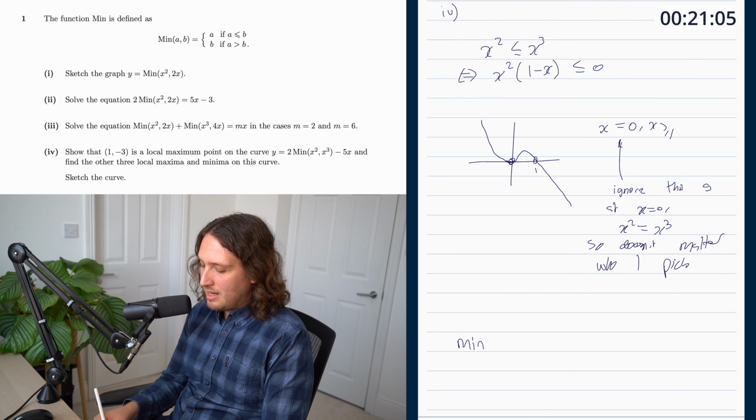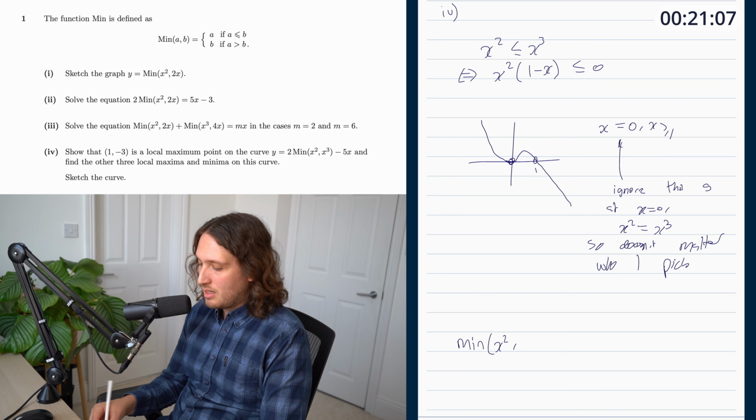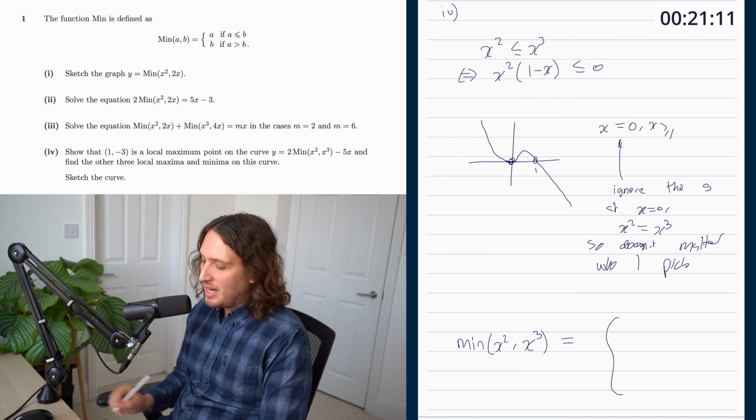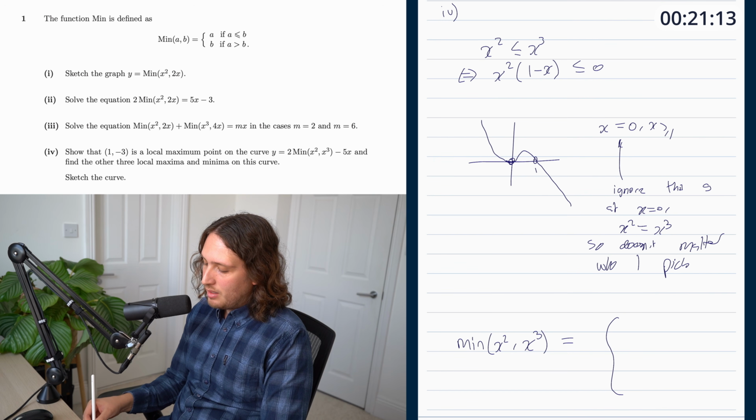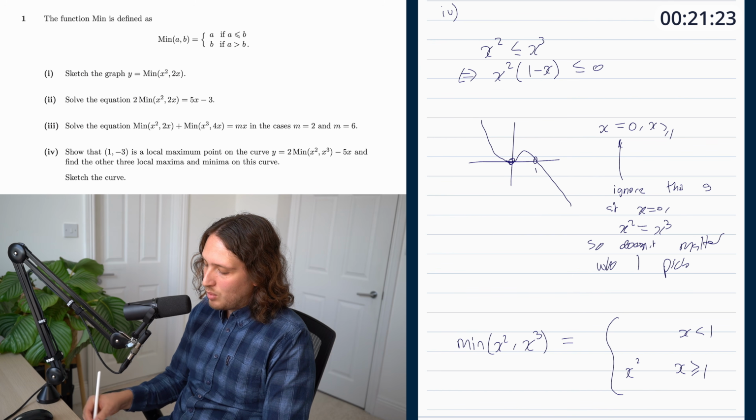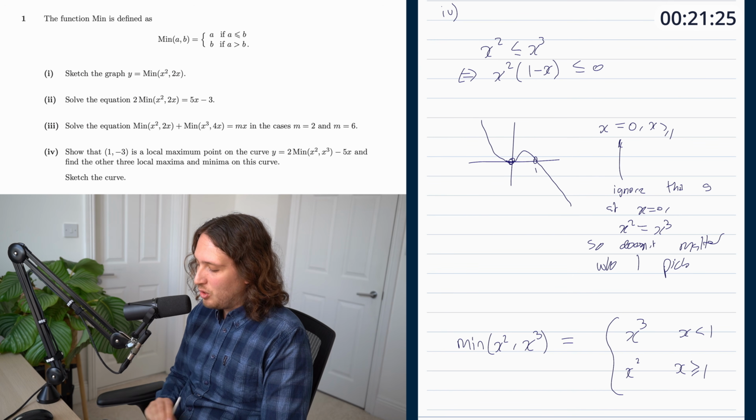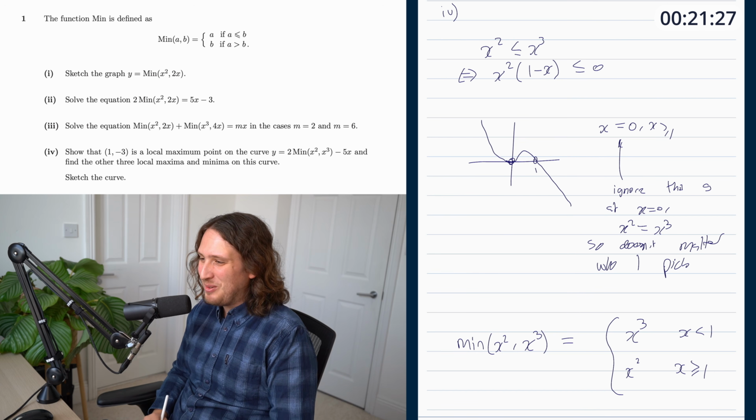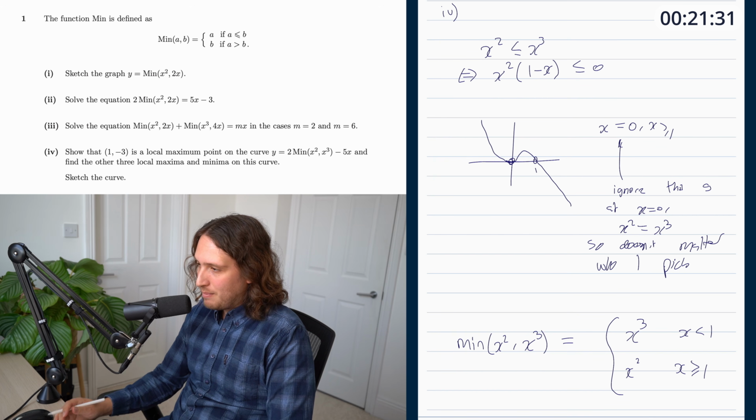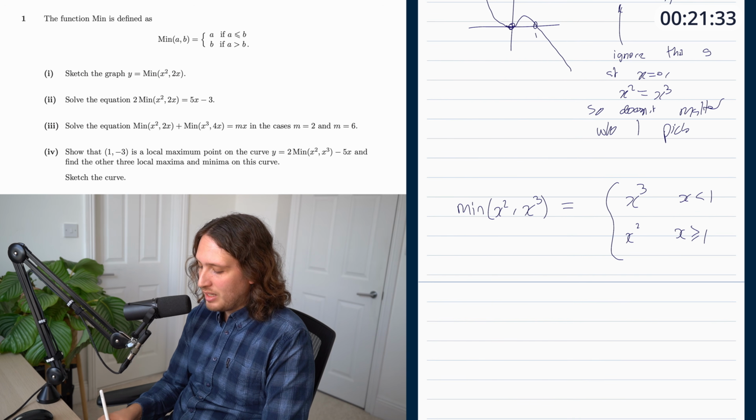So what then is the minimum function of x squared and x cubed? Well, it's only got 2 cases because it only has to change at 1. So when x is at least 1, the x squared is smaller, so by the satisfaction of my inequality, I'll use x squared. And when x is less than 1, I will use x cubed. And it doesn't matter that I meant to use x squared at x equals 0 on that domain because they agree.